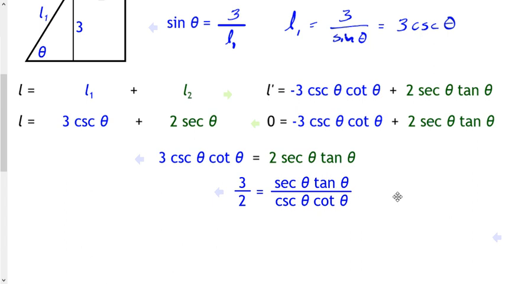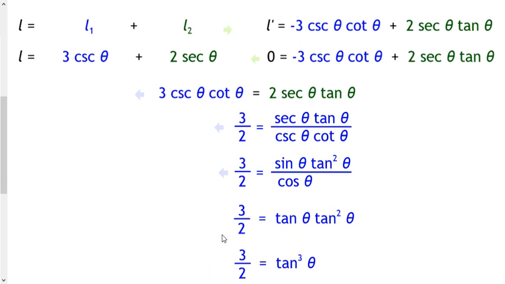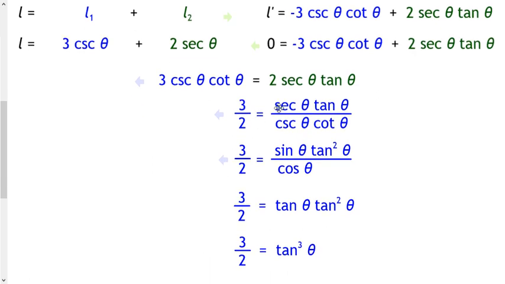So I'm going to use some identities. Secant theta is 1 over cos theta, so there's my cos theta in the denominator. Cosecant theta is 1 over sine theta. Since I'm dividing by 1 over sine theta, take the reciprocal and multiply, and I get this sine theta in the numerator. Similarly, this cotangent theta is 1 over tangent, and since it's in the denominator, take the reciprocal and multiply, and that'll give me a tangent squared theta.